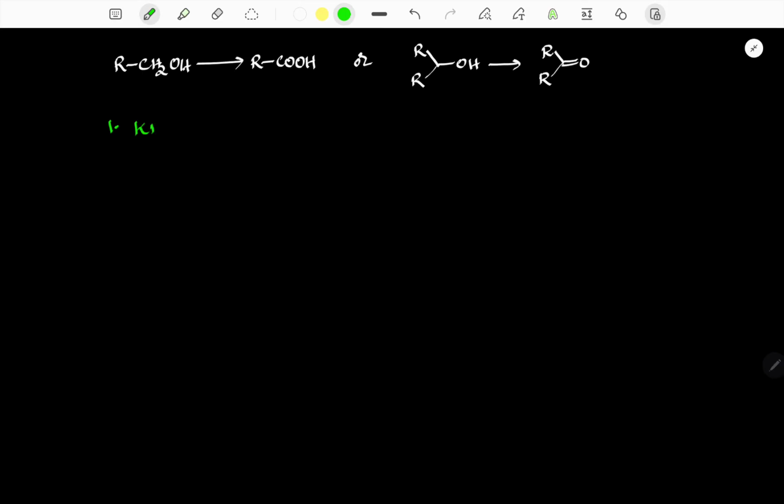First one, KMnO4. We can use heat condition or acidic medium condition or basic medium condition. Second one, dichromate, K2Cr2O7. Generally dichromate we use in acidic medium. And third one, chromic acid, H2CrO4, CrO3 plus H2O.